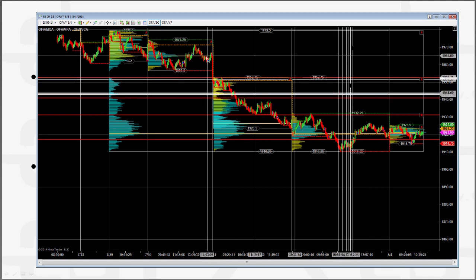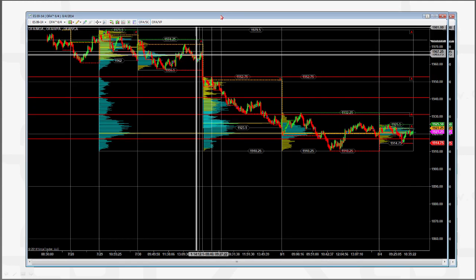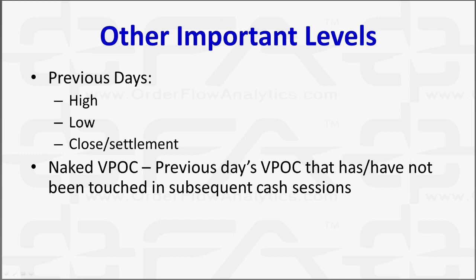So these naked VPOCs become very important levels, because once you're back up in that area, price gets back above that 55, 75, 56 level, that is my target. What that helps me do is I look at the print, I look at my target, and as long as the print continues to confirm that price is moving up, then I can keep my target where I need to. And potentially there's a 5-point trade.